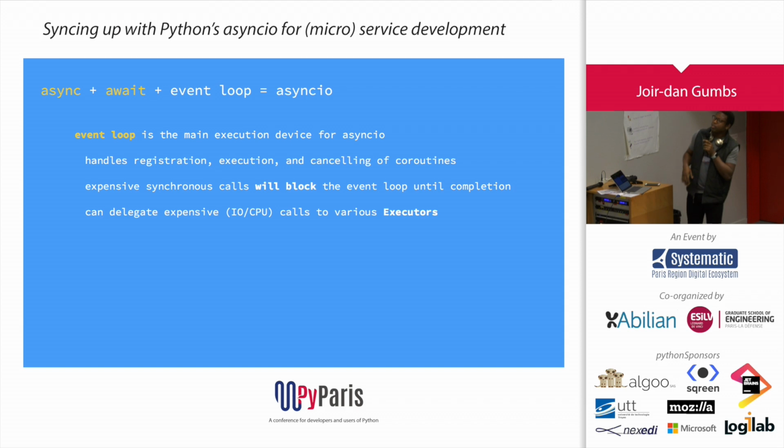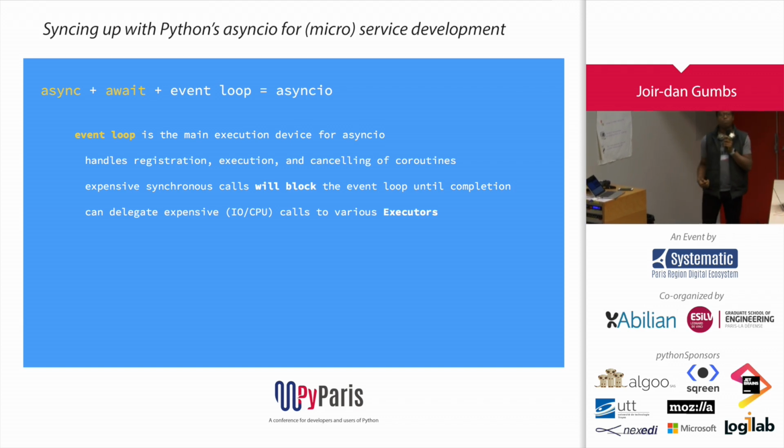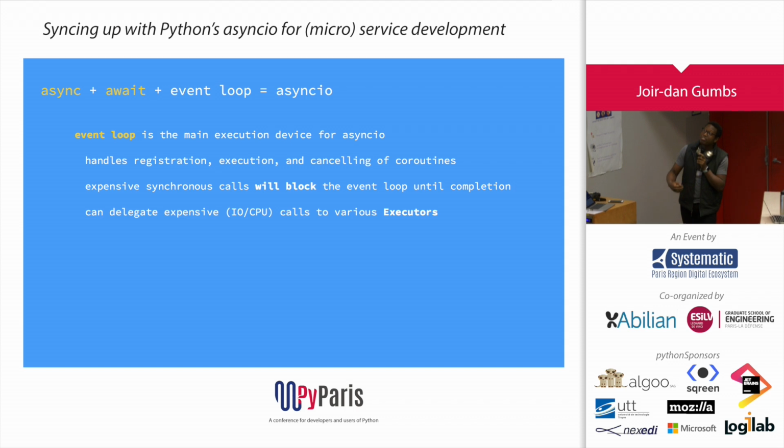And then you've got the event loop. The event loop is the main execution device for async IO. It handles registration, execution, and cancellation of all coroutines, and expensive synchronous calls will block the event loop until completion.